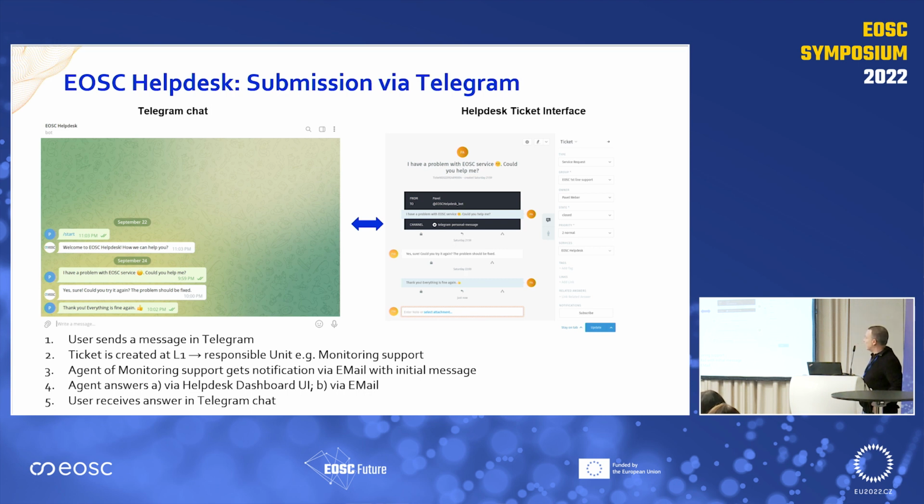So the ticket is taken and assigned to one of the units, for example, monitoring support. So the agent of the monitoring support then gets the email and also answers via email, because email contains all the information, and the user basically receives the answer also in Telegram chat. So for the user it's actually the communication like just chatting with the infrastructure. Although on the other side there are several processes and several assignments taking place.